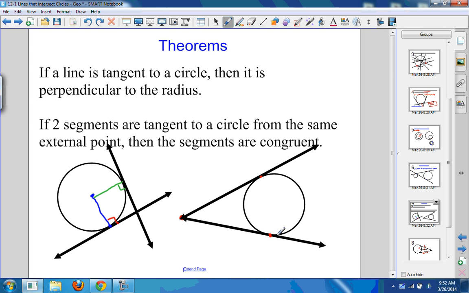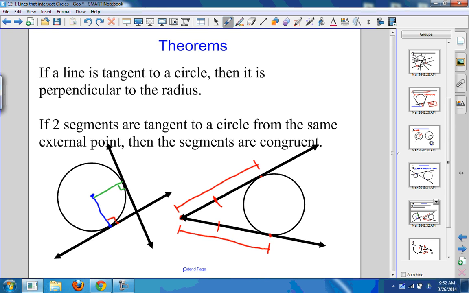So what it's saying is this distance from the point to the point of tangency, and this distance from the point to the point of tangency are congruent. So we use this line to show that it's congruent, right? So those two are going to be congruent, always, always, always. If the lines are coming from the same external point and are tangent to the same circle, they're always going to be congruent.